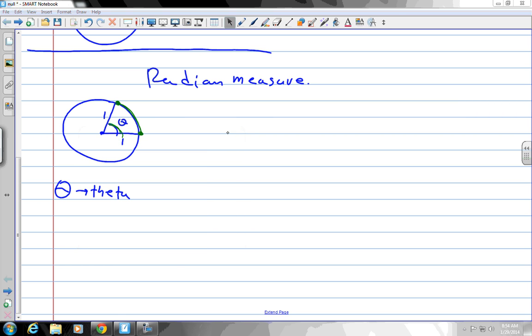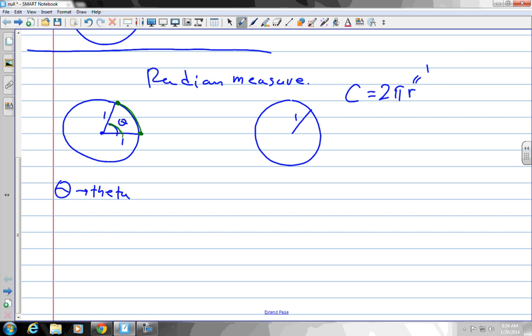Now, how do we convert from degrees to radians? If we understand the definition of a radian, then here's a way to cheat a little bit. Here's a circle of radius 1. Can you tell me the circumference of that circle? Yes, 2 pi r, and r equals 1, so that's just 2 pi. Okay?